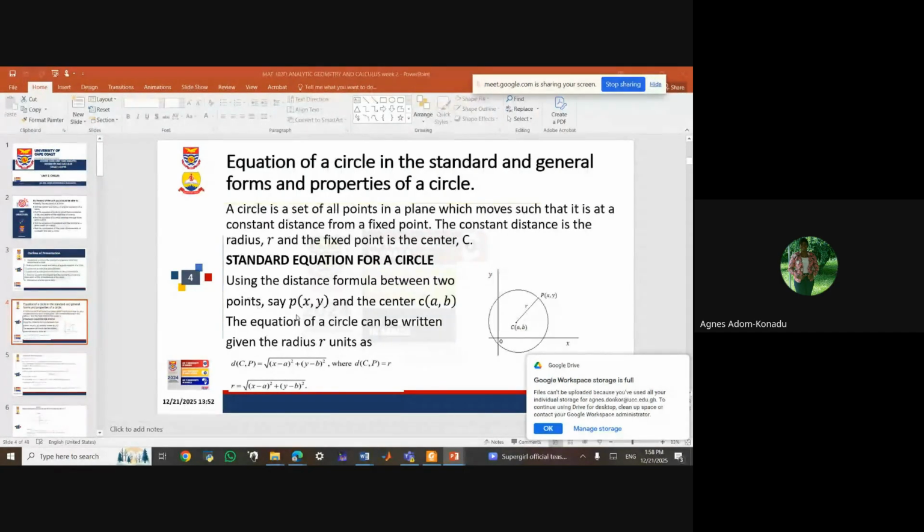So the equation of a circle can be written given the radius r units as follows. The distance from C to P is the square root of x minus a squared plus y minus b squared. And I just told you that from C to P, we call it the radius. So from here to here is the radius. If I want to take the square root out, I will square both sides. And I'm going to get r squared is equal to x minus a all squared plus y minus b squared.